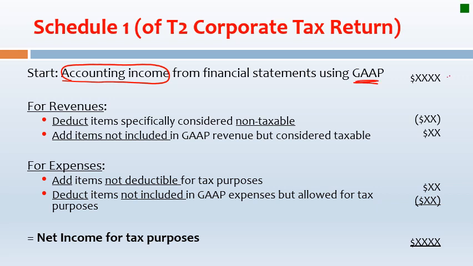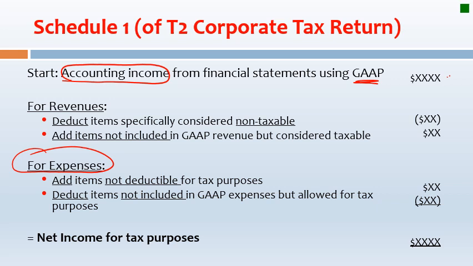Then we take a look at revenues. Any revenues that are considered non-taxable need to be removed from income. There's not very many of these, so we're not going to have to worry about this too much. You would then add in any revenues that weren't included in GAAP revenue, but would be considered taxable. And this makes sense. So you start with accounting income, and any revenues that were in there that are considered non-taxable have to be taken out. Any revenues that were not included in GAAP but are considered taxable would have to be added in. So revenues, honestly, not a main focal point. What we're usually looking at is expenses and how the treatment differs for accounting purposes and tax purposes.